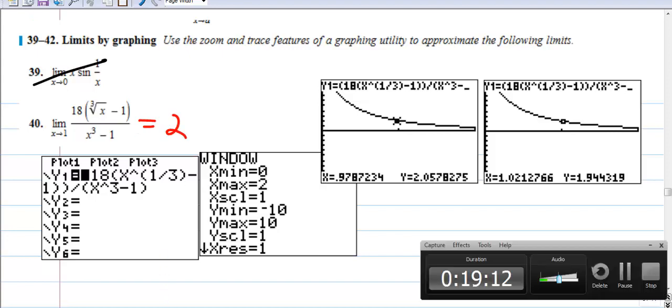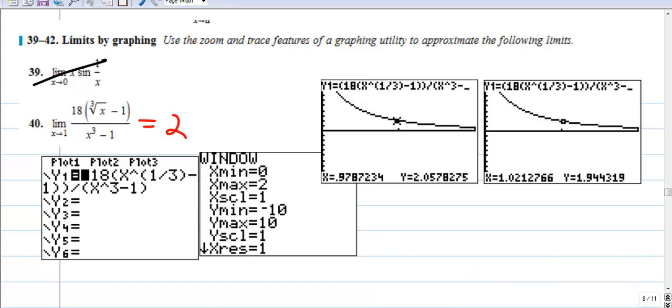All right, let's check and see how bad my time is. Oh, let's see. What's the next one?